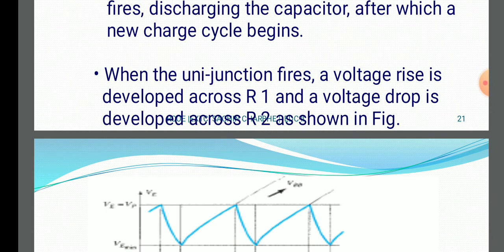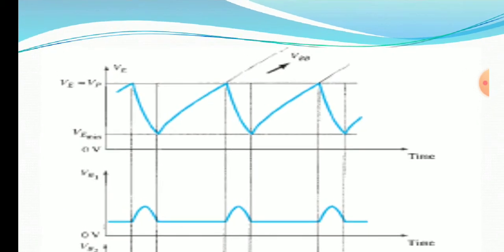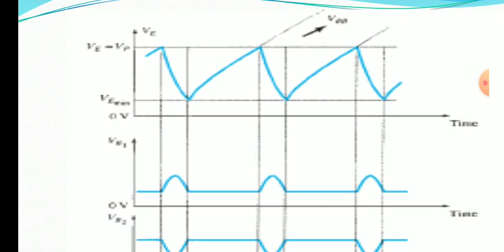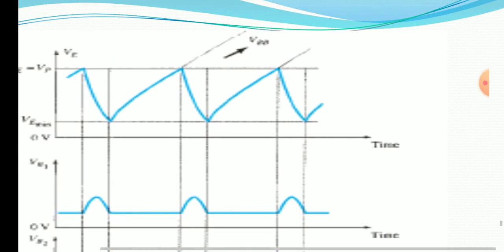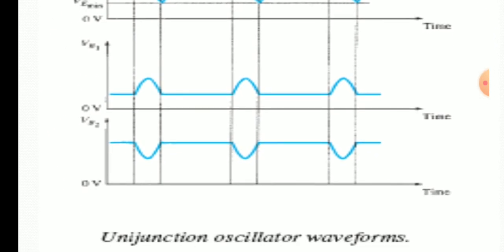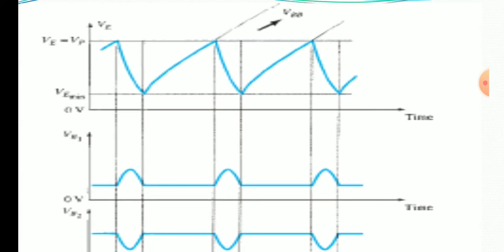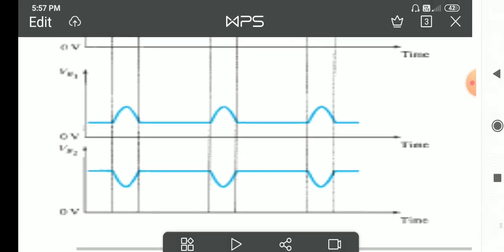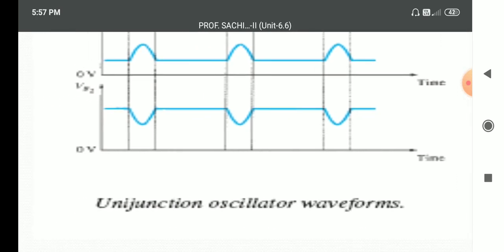When the unijunction fires, a voltage rise is developed across R1 and a voltage drop is developed across R2. That is shown in the diagram. V equals VP, plotted with respect to time. Initially it is 0 volt, then there are the falling edge and rising edge. These are the unijunction oscillator waveforms.